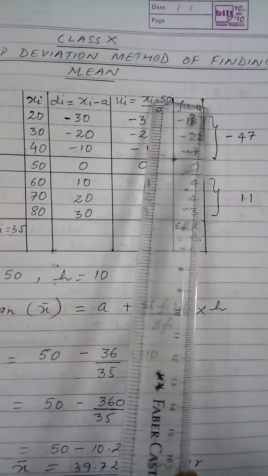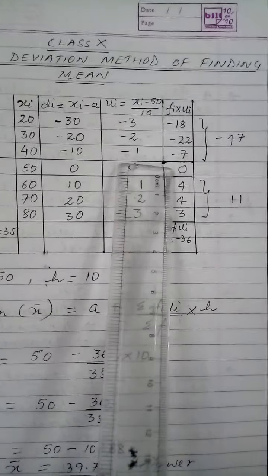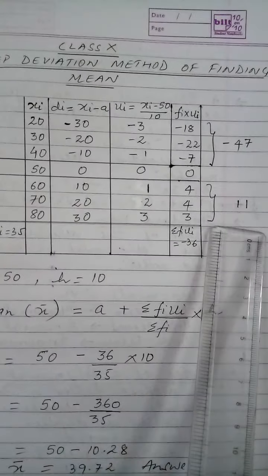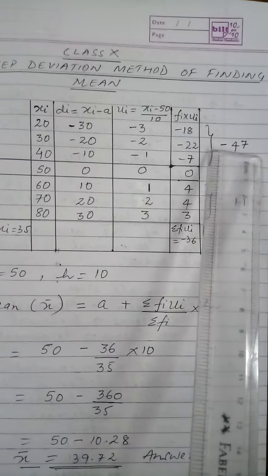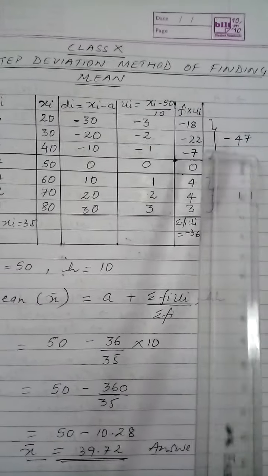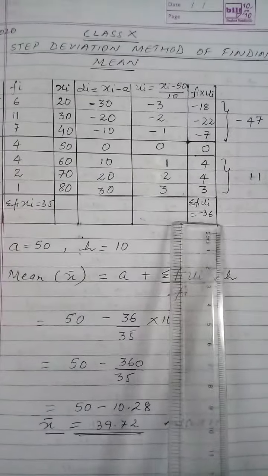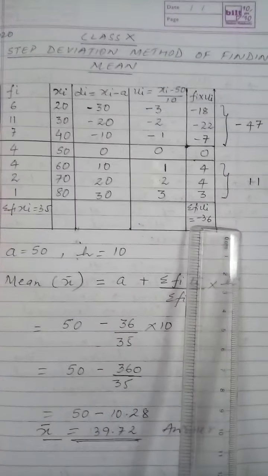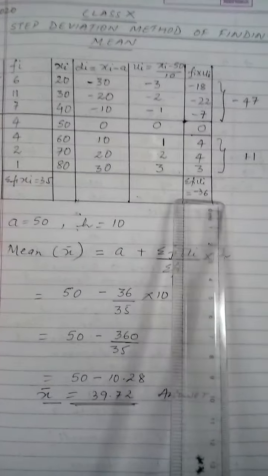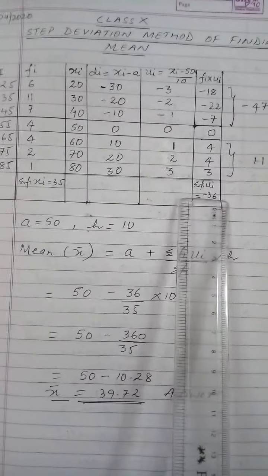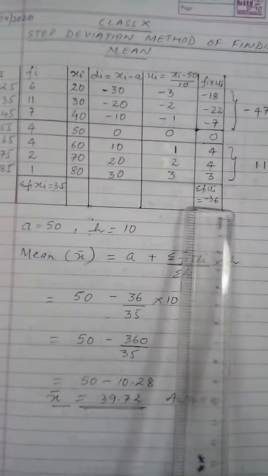On adding the negative values, I get minus 47. On adding the positive values, I get plus 11. So I have one negative, one positive value. I subtract them and I get sigma Fi Ui as minus 36. As I told you earlier in the assume mean method also, this total can come both positive or negative.